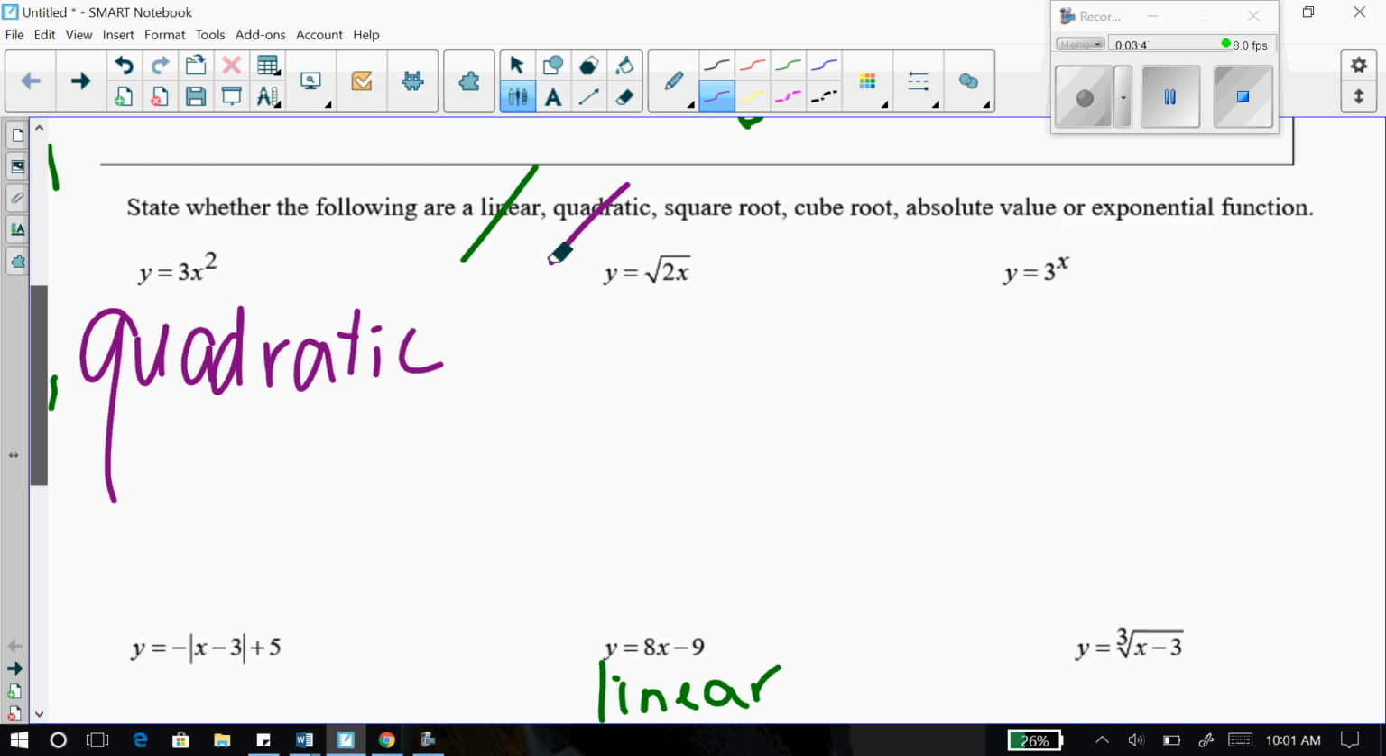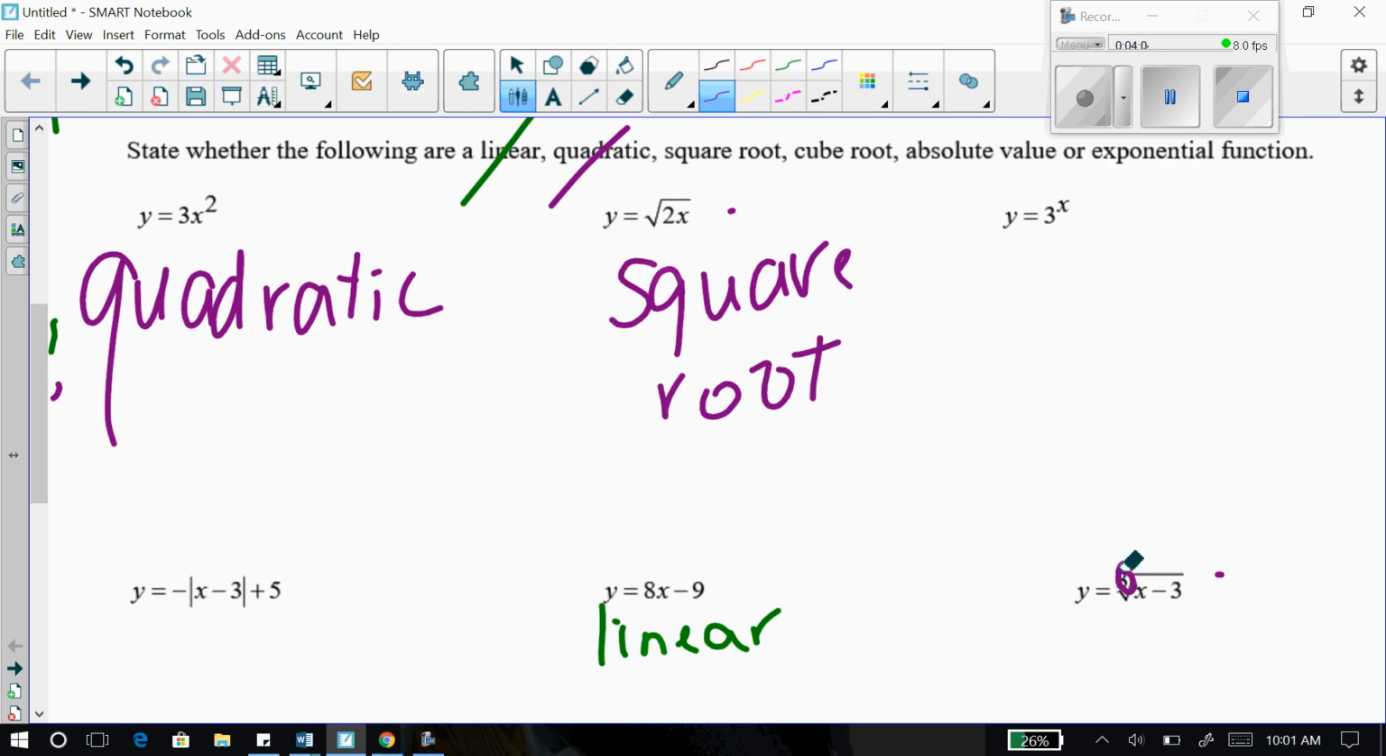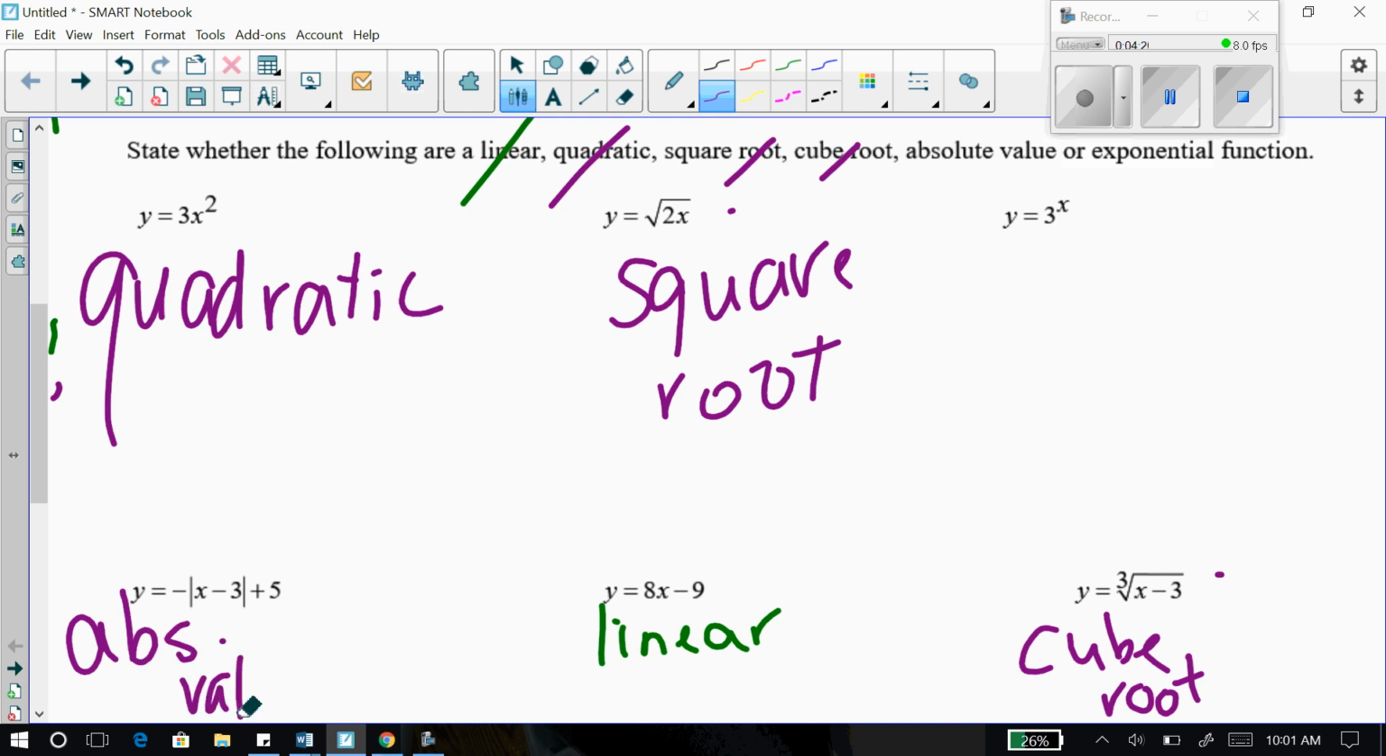A square root. Now, you might get a little tricked here because that looks like a square root and that looks like a square root, but this one is actually our square root. This is what we call a cube root because it's to the third out here. This is our cube root. Absolute value is down here. These are what we call absolute value bars. That's our absolute value function.